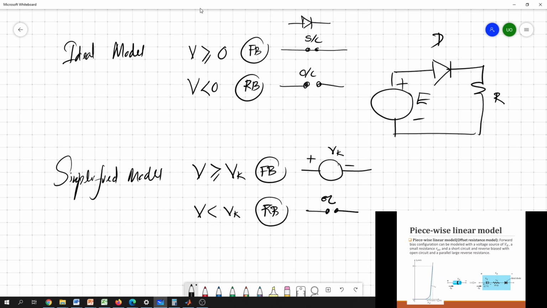So in analog electronics, the values we obtain by approximating to the ideal or simplified model would be more than enough to explain the behavior or analyze this circuit.